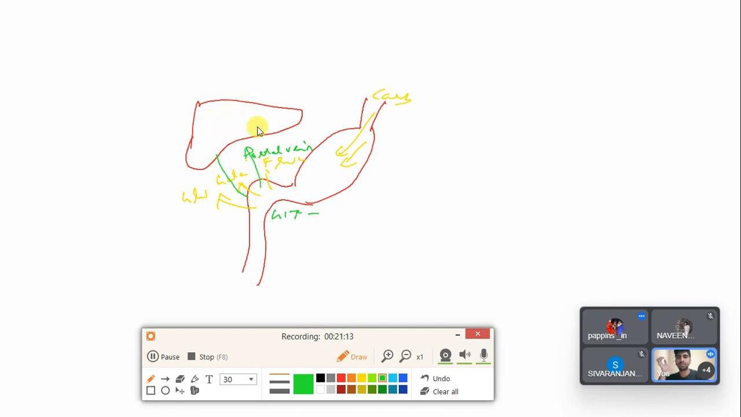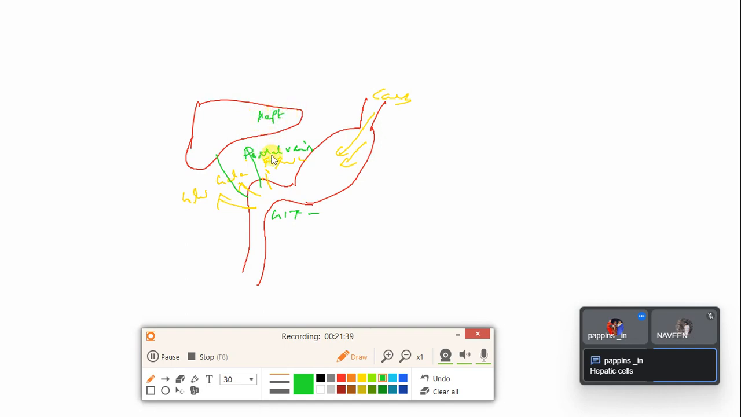So the liver is a complete organ. What is the unit? What are the liver cells called? They have a special name, right? Anyone? Yeah, hepatocytes. So via this portal vein it goes to the liver, and there are hepatocytes present there.